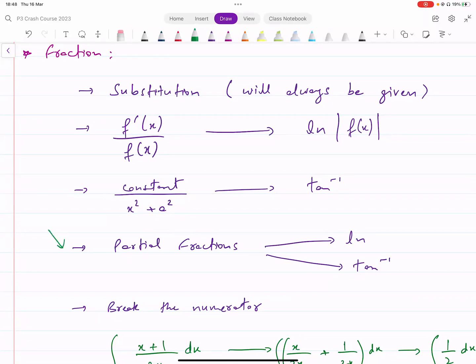Partial fractions. Can you break down the denominator in partial fractions? You think about that. So you think of whether you have some factors in the denominator, you could break them down using partial fractions.